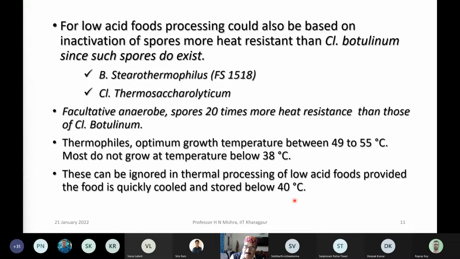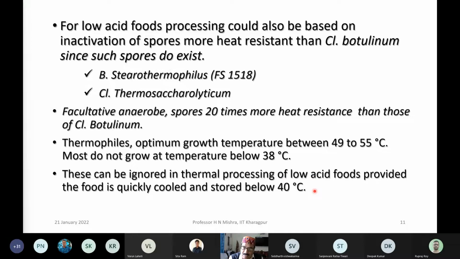Because if it is not quickly cooled, the material already has thermophiles, and you have heated it at 100 degrees or so. If during the cooling process you use slow cooling, and the material is exposed for a longer period, maybe more than half an hour or so, at a temperature range of 49 to 55 degrees Celsius, then these microorganisms may grow in it, and the whole purpose of your sterilization will be defeated. So for that reason it is very important that the material should be quickly cooled.